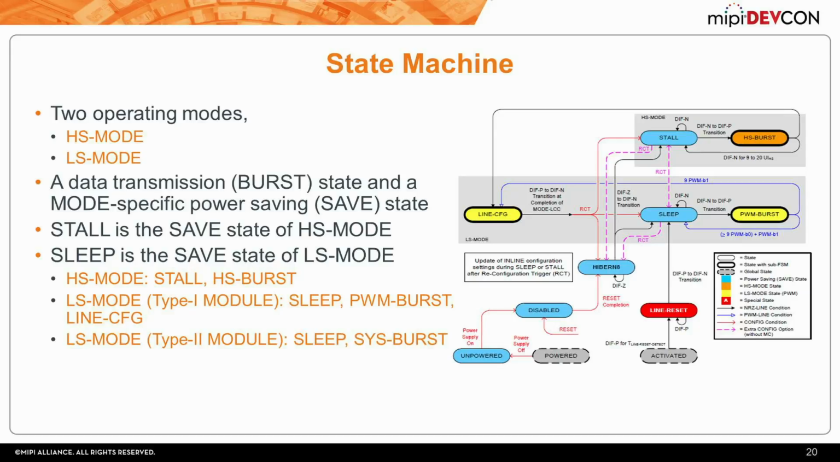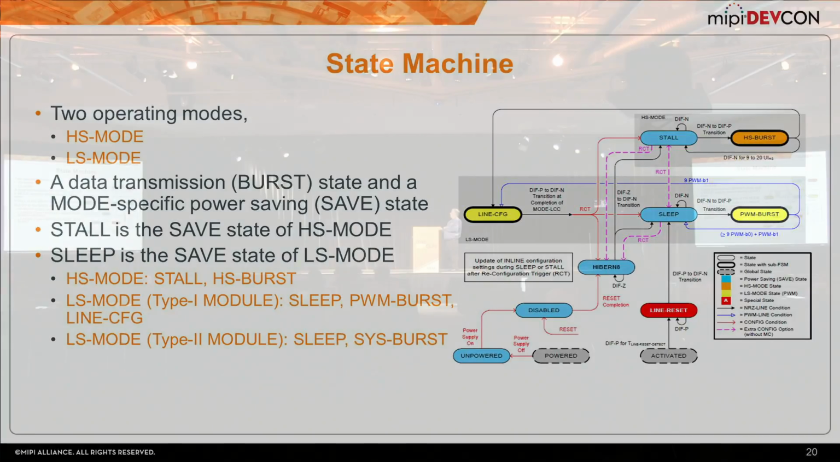This is just a kind of high-level overview. It doesn't go through all the details, but gives you an idea. So beyond the sleep and stall mode, we also have the hibernate mode, which is an even lower power state, where the link's in the diff Z state. So it uses low power.